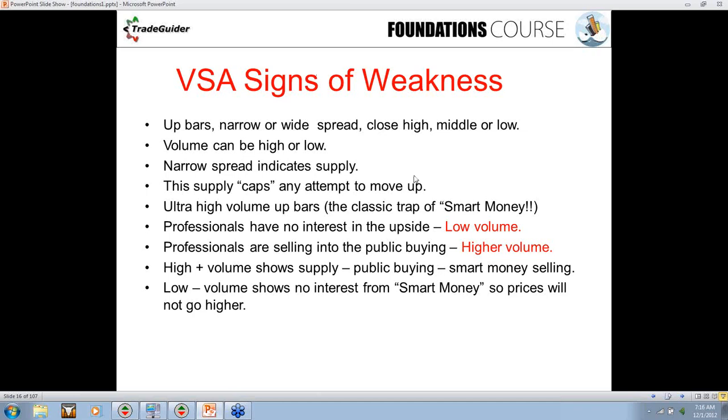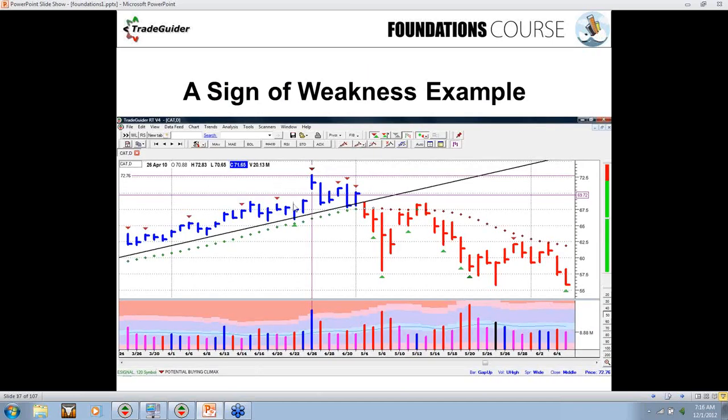But let's look at an example. This is a classic VSA trade setup. First of all, this is on Caterpillar. There was a news announcement in April of 2010. A great earnings report came out. We notice here a massive gap up in the market. The market's been in a bull run for some time, so it's been going up and up and up. The news comes out, and it's a very good news story.